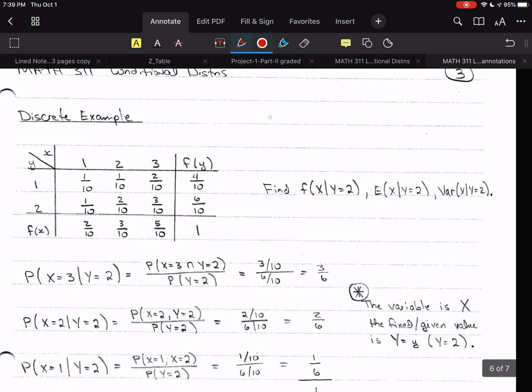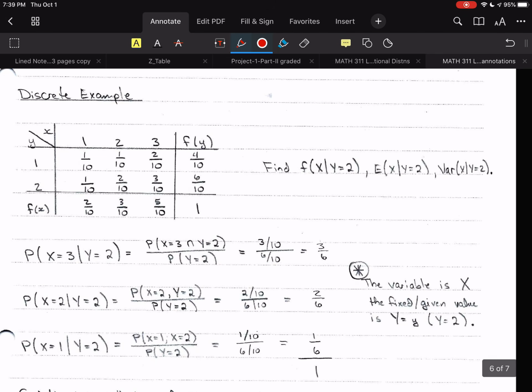Okay, let's look at an example. This is a discrete example. We'll look at some continuous examples as well. So I have this joint distribution that's given here. Inside is going to be f of x, y.